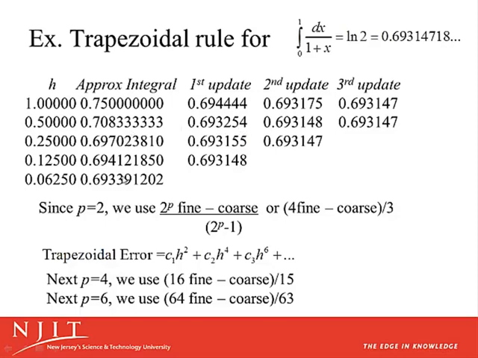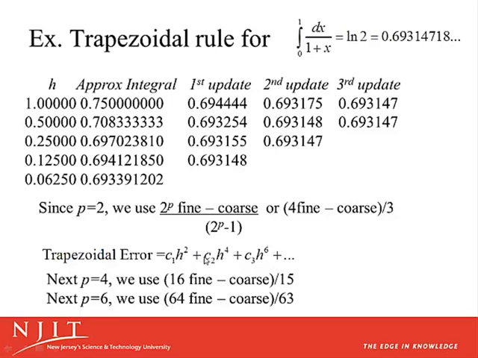We can go on in that manner, and we can see that our updated values are quite a bit closer to the true value than the original value. Now, it turns out that for trapezoidal rule, the error can be written as c1 times h squared plus c2 times h to the fourth plus c3 times h to the sixth, etc. So once we've done one step of the trapezoidal rule, we've eliminated the h squared portion. And now our new error is going to be something like h to the fourth.